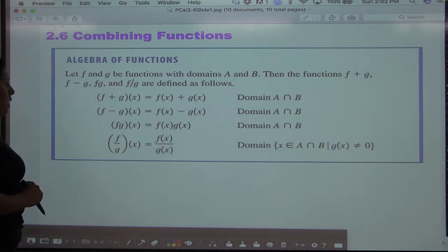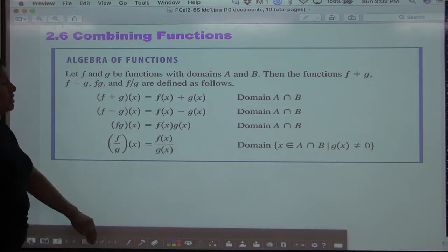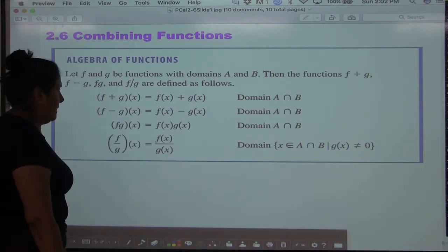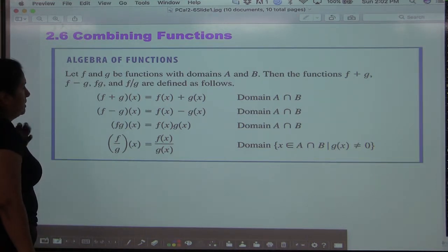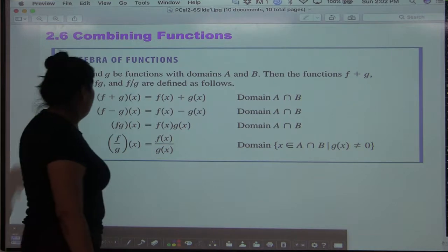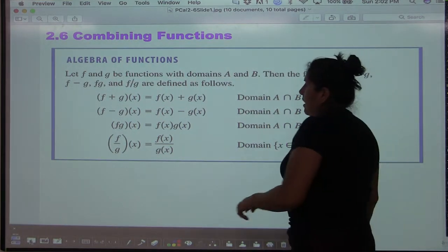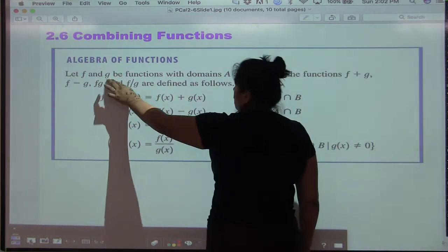And I want to focus your attention on the domain portion of this because I believe that this first part is pretty straightforward. We've done it before. We've even done domain before, but it's oftentimes the most complicated part when you're doing combinations of functions. So as we read here, the letter A represents the domain of the f function and the letter B represents the domain of the g function.